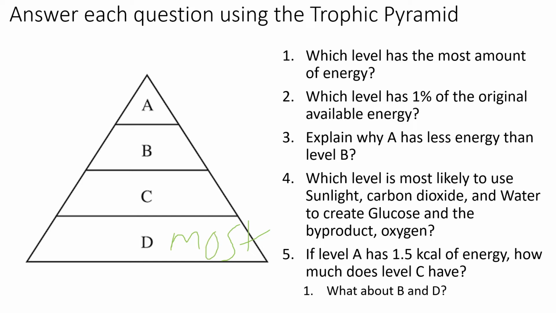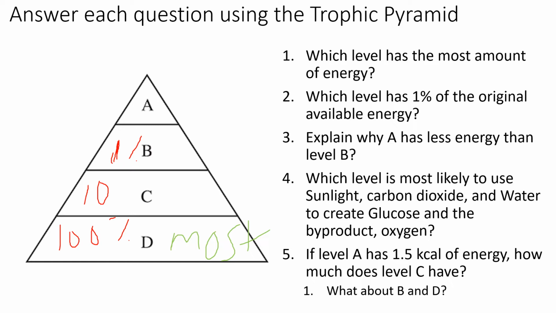Which level has 1% of the original available energy? Well, we know that D has 100% of the original energy, and we know that C has 10% of that original energy, and B has 1% of that original energy. So you should have got B for that answer.